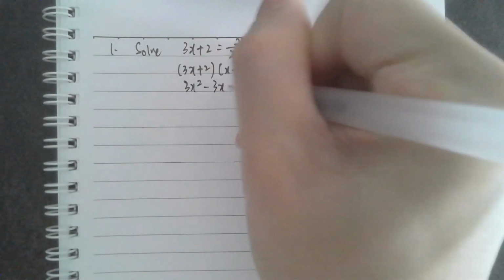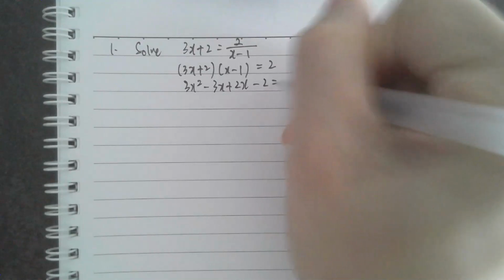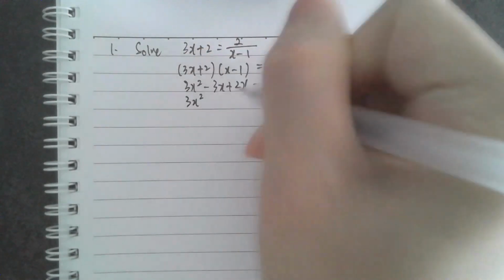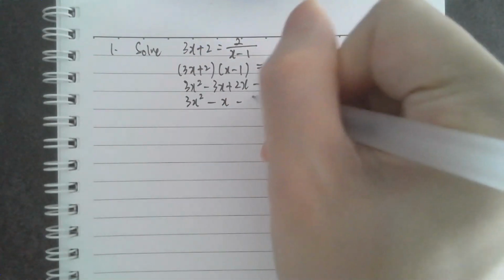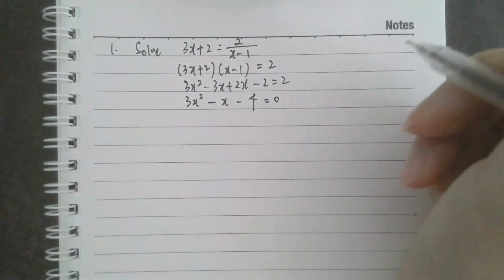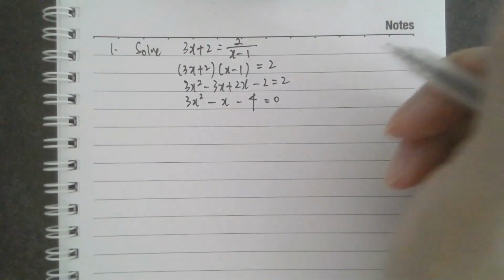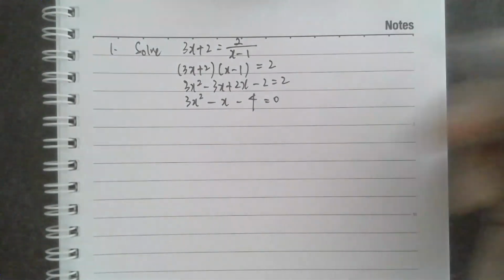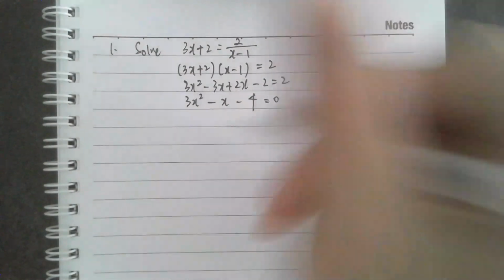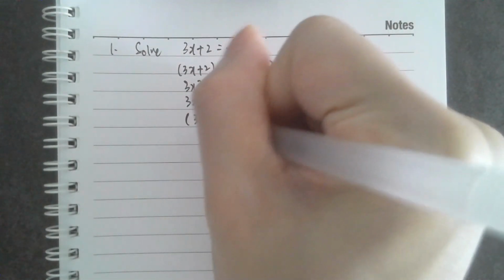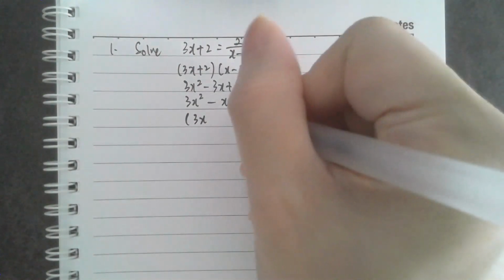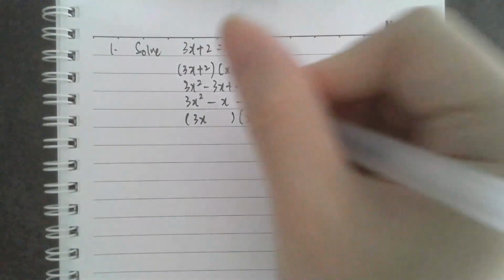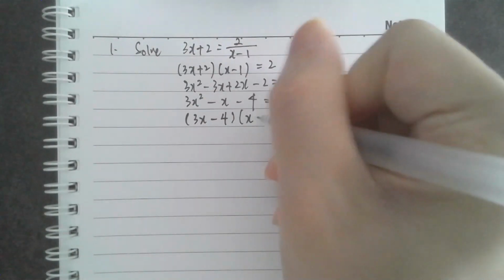Very quickly we can expand this. That would be 3x squared minus 3x plus 2x minus 2 equals 2, and that's what we have. Minus 4 equals 0. At this stage, let's check if this can be factorized. Yes, it can be. You can either do a cross multiplication factorization, or if you're fast enough, you can just factorize it from here. x to -1, so -4 and plus 1 here.